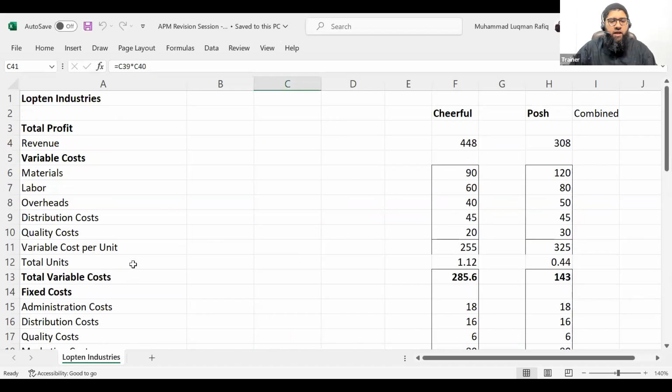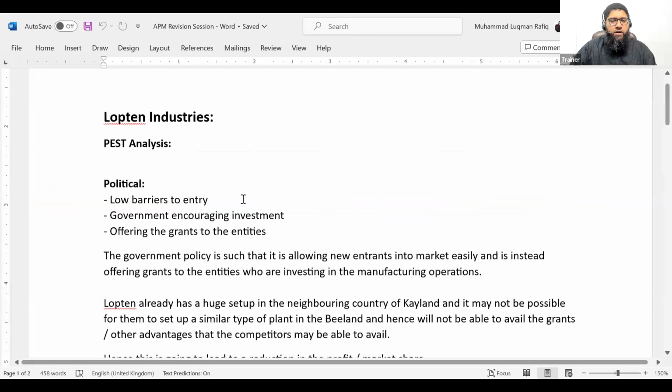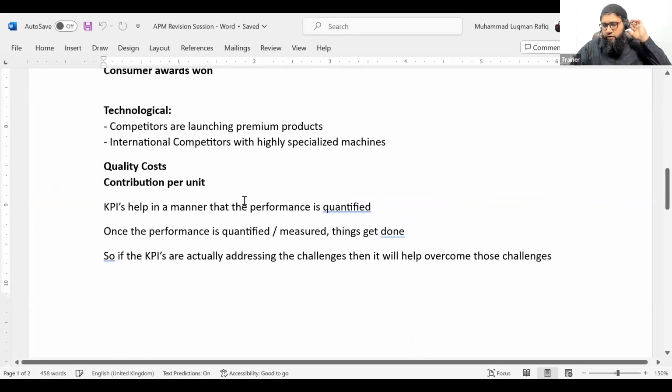As I have discussed earlier also, I'm not using the ACCA CB platform because of problems in using it. The reason being that at times it gets stuck, at times it's not loading. So just to avoid these issues, I'm using the revision kit and I'll be doing the questions through the revision kit. I've already done one of the questions, the Luqman industries, in the last class. We did the word also for the Luqman.